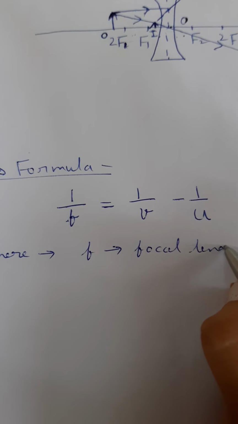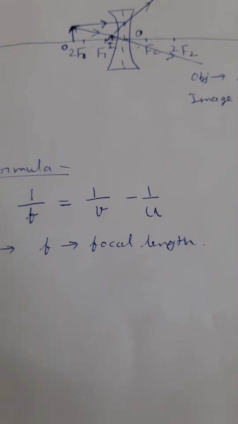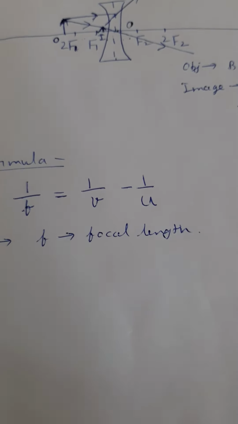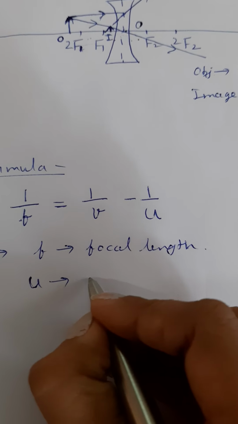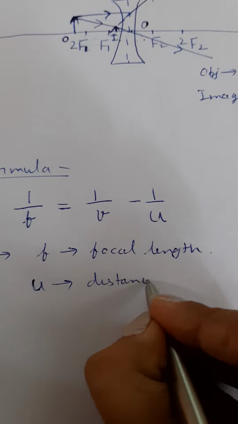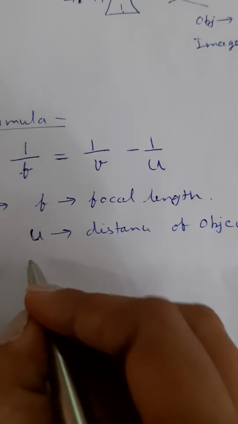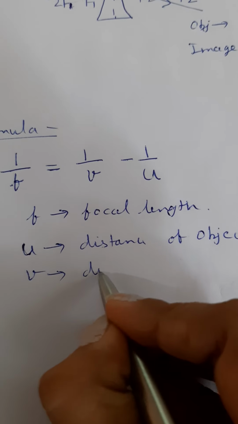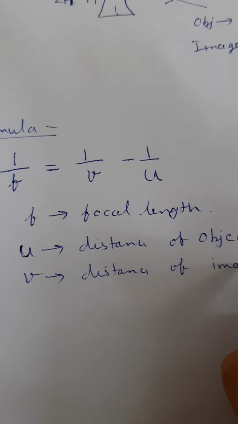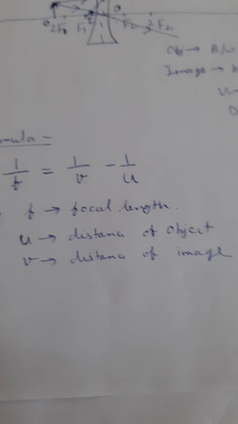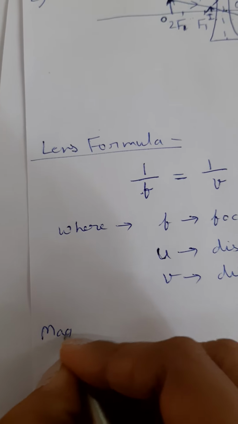where f is focal length, which for a convex lens will always be positive, and for a concave lens it will be negative. u is the distance of the object and v is the distance of the image. Okay, one more formula, that is for magnification.